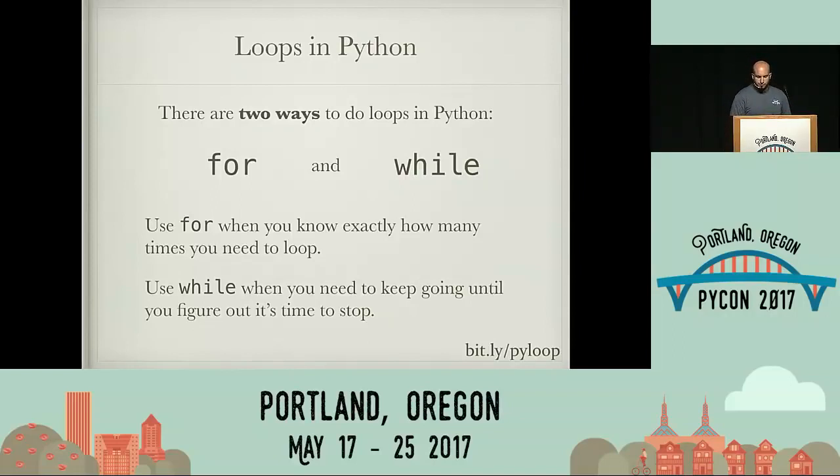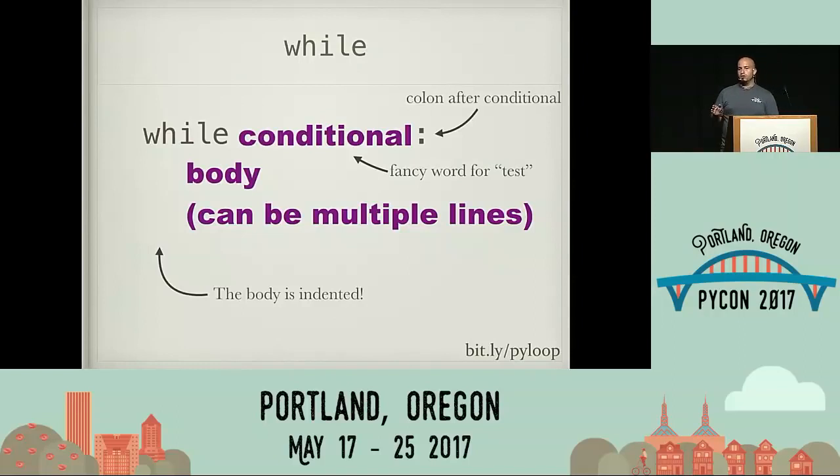So we'll start simple. This is how a while loop looks in Python. We have the word while followed by a conditional, which is just a fancy word for a test. We're checking to see if it's time to continue with the loop or if it's time to stop. After the conditional, there's a colon. And then there's the body of the loop, which is indented and can be multiple lines. The body of the loop is what happens while you're looping. So let's take a look at a simple Python program that has a while loop in it.